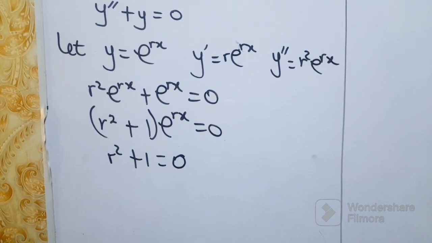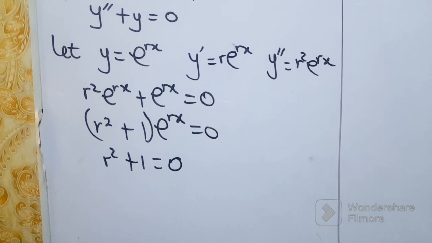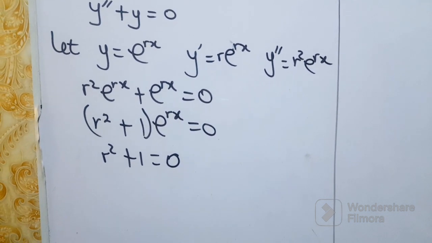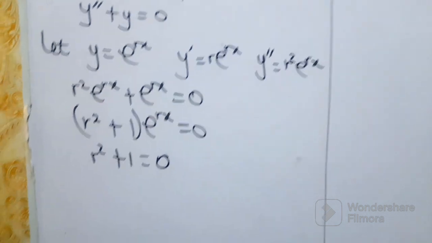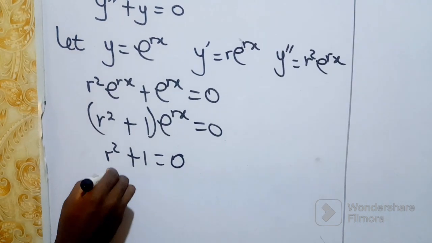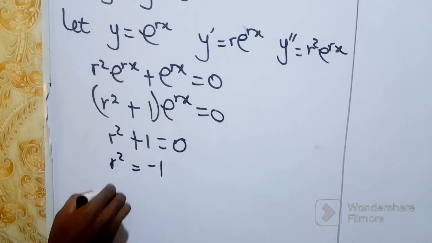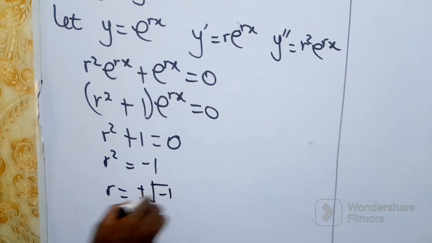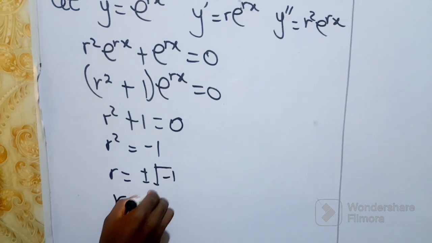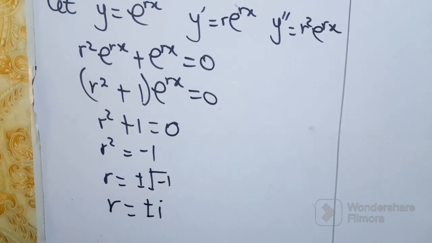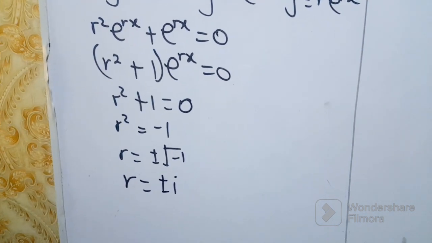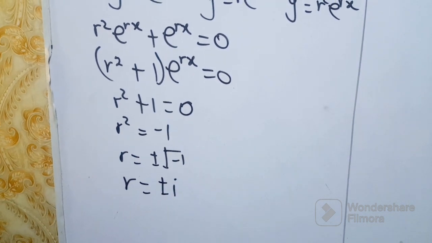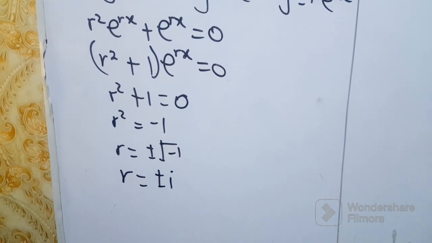And the nature of the roots of the quadratic equation will determine the general form for this differential equation. So our r squared will be equal to -1. So our r will be equal to plus or minus the square root of -1, and that will be equal to plus or minus i. So the roots of this quadratic equation are complex. So we say it's a complex root system.